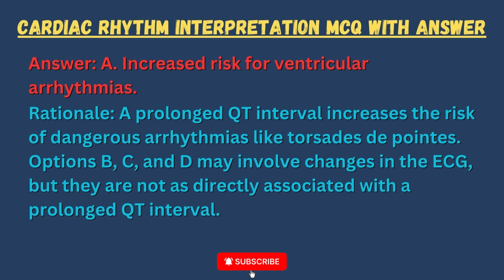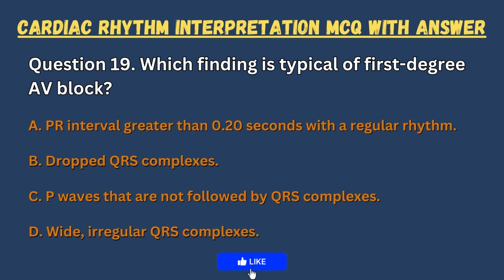prolonged QT interval. Question 19. Which finding is typical of first-degree AV block? A. PR interval greater than 0.20 seconds with a regular rhythm. B. Dropped QRS complexes. C. P waves that are not followed by QRS complexes. D. Wide, irregular QRS complexes.